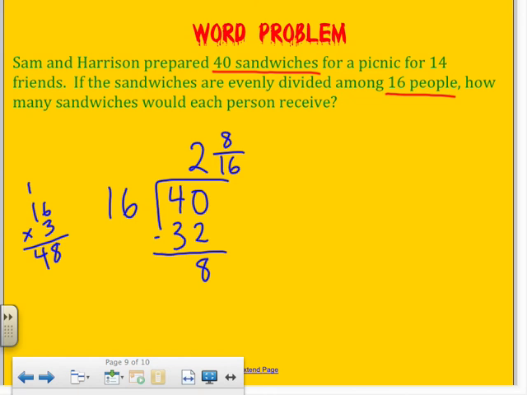So that's my answer, but you want to make sure you simplify your answer. Simplifying is using the equivalent fraction that's in the lowest terms. So both 8 and 16 can be divided by 8. So that means I could simplify this. The 2 doesn't change, and it's 1/2. So 2 and 1/2 sandwiches is how many each person is getting. So that's your fraction basics.